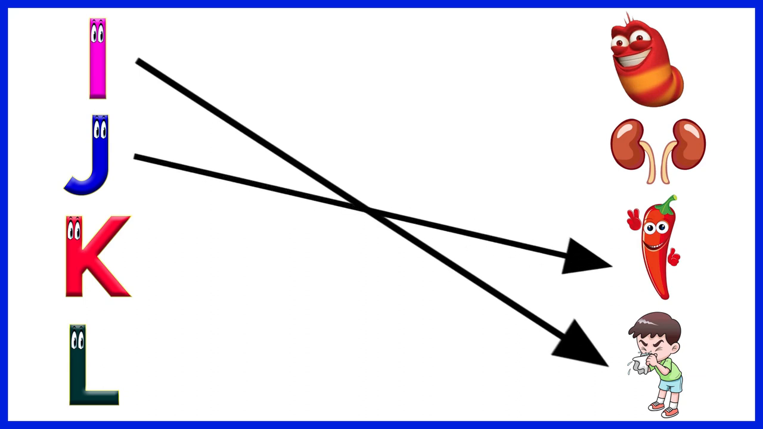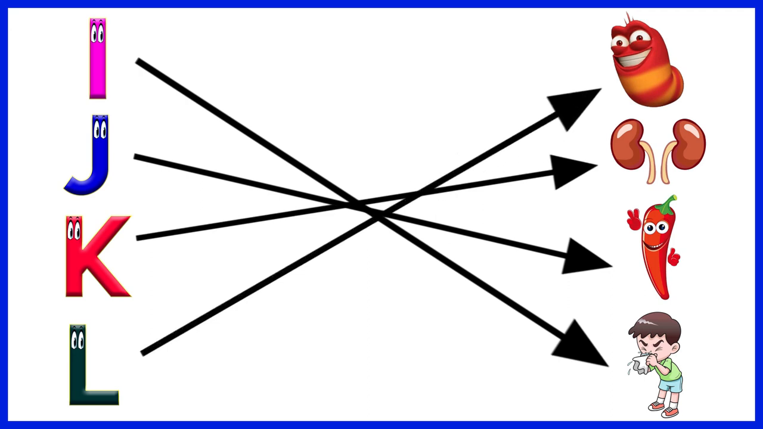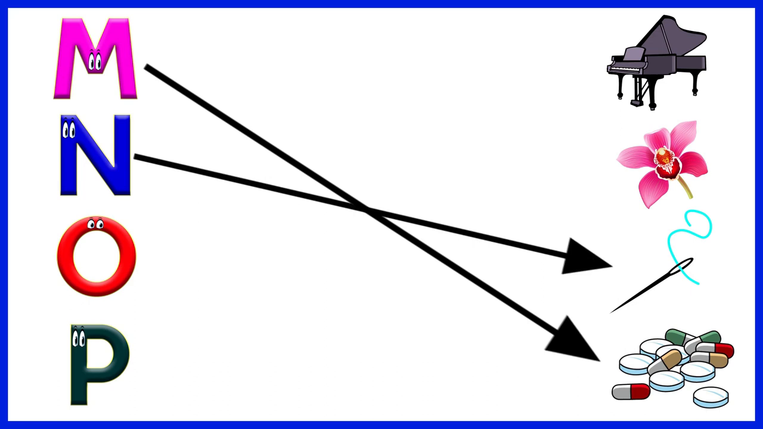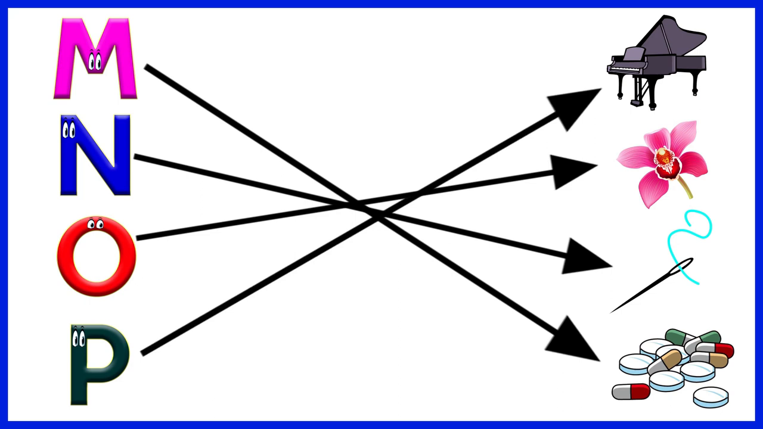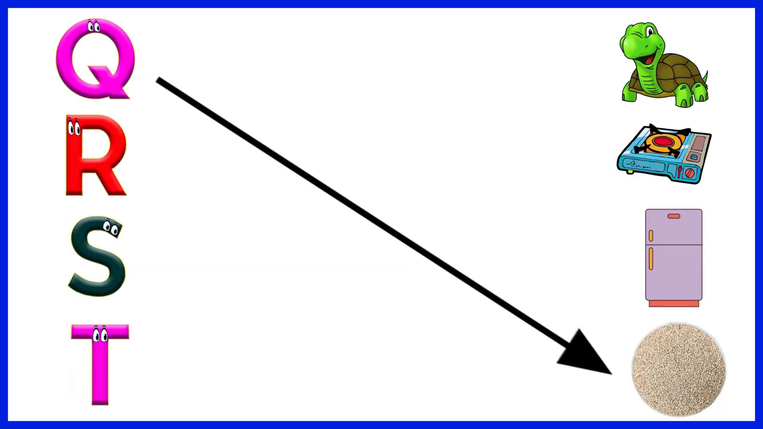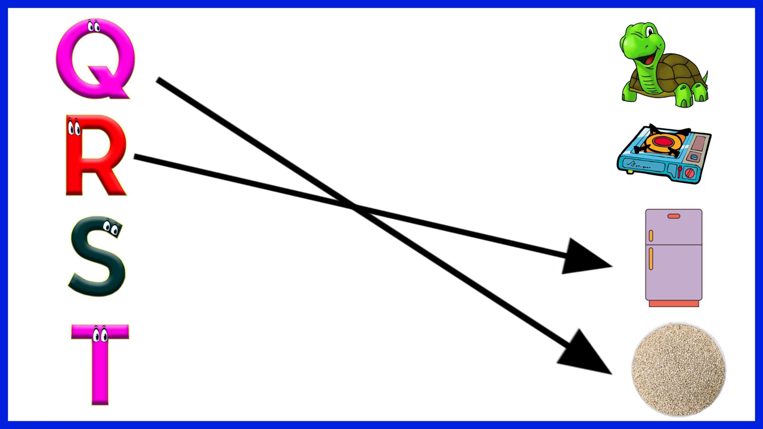J for jalapeno. K for kidney. L for larva. M for medicine. N for needle. O for orchid. P for piano. Q for quinoa. R for refrigerator.